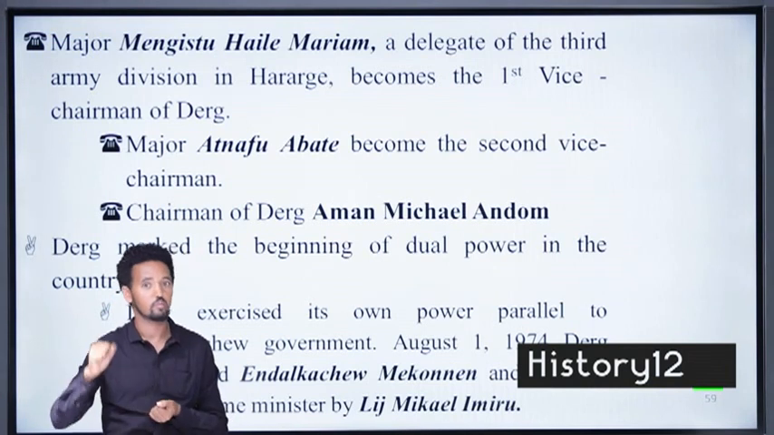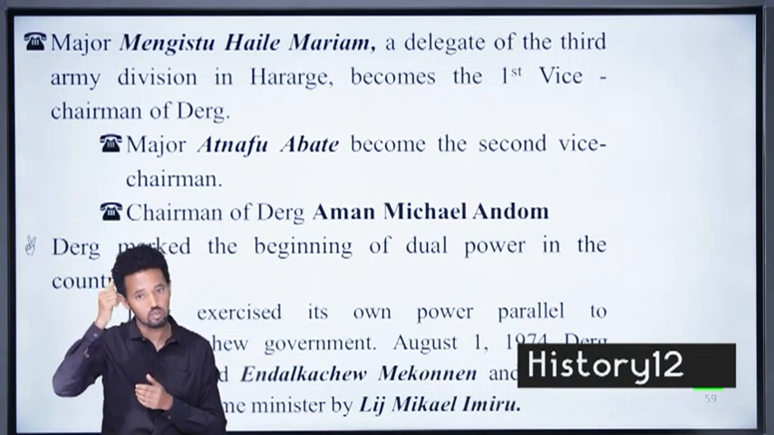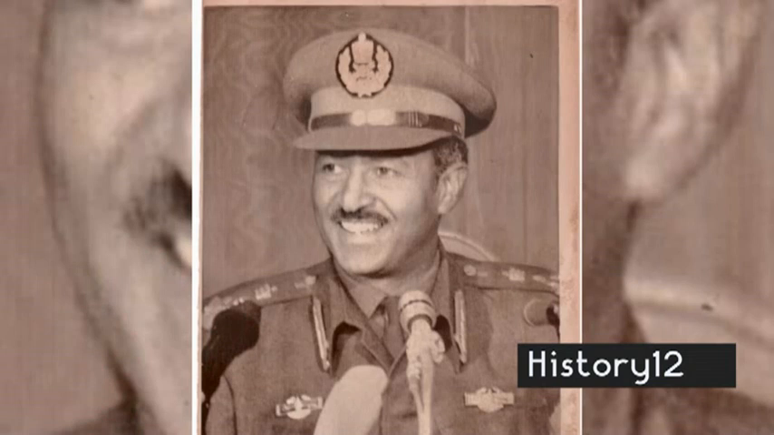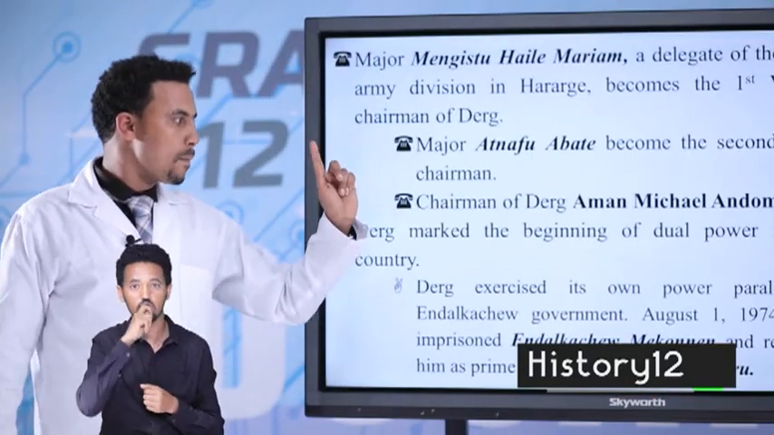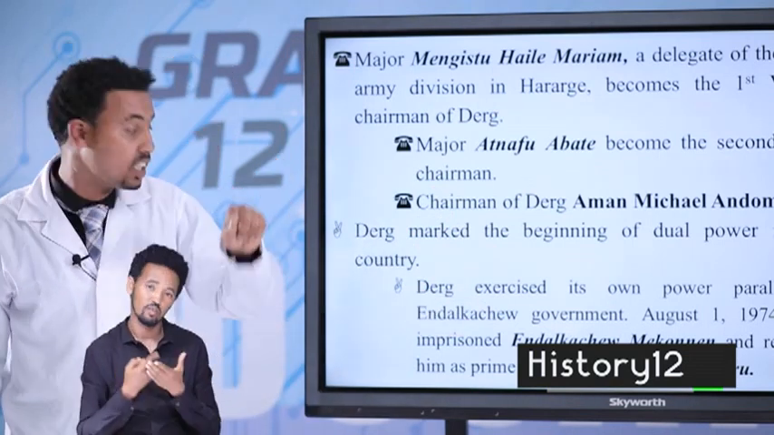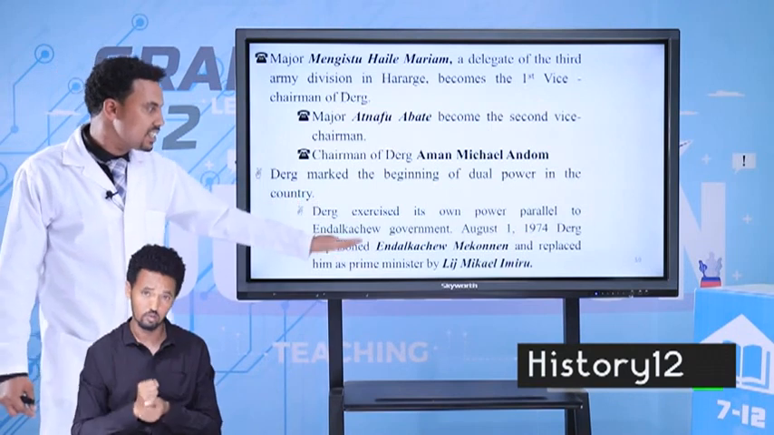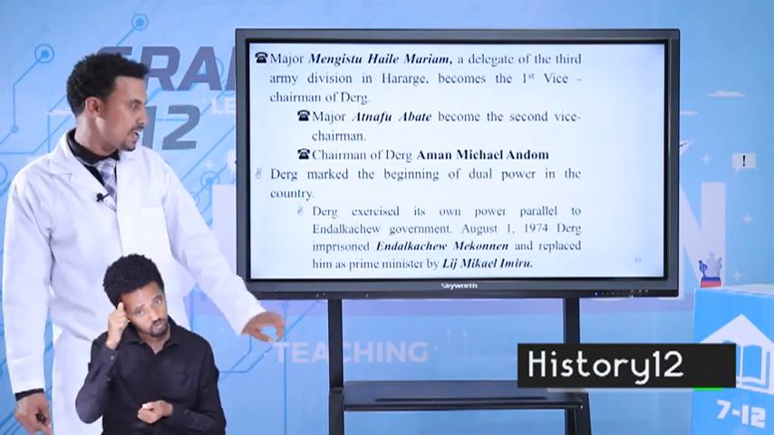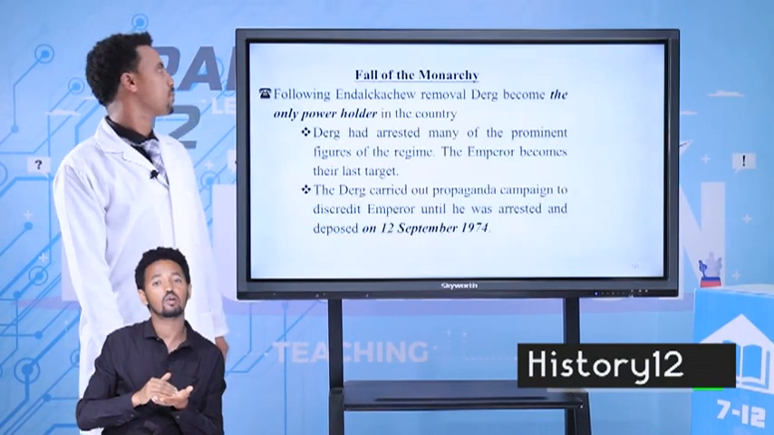Mind you, student, the first vice chairman of the Derg was Mengistu Haile Mariam. The second vice chairman of the Derg was Major Atnafu Abate. The chairman of the Derg was Aman Mikhail Andom. Then the Derg marked the beginning of dual power in the country. The Derg exercised its own power parallel to Endalkachew's government. On August 1, 1974, the Derg imprisoned Endalkachew Makonnen and replaced him with Lij Mikael Imru.